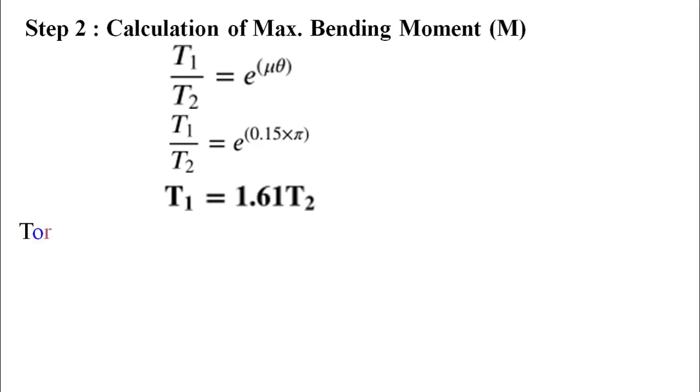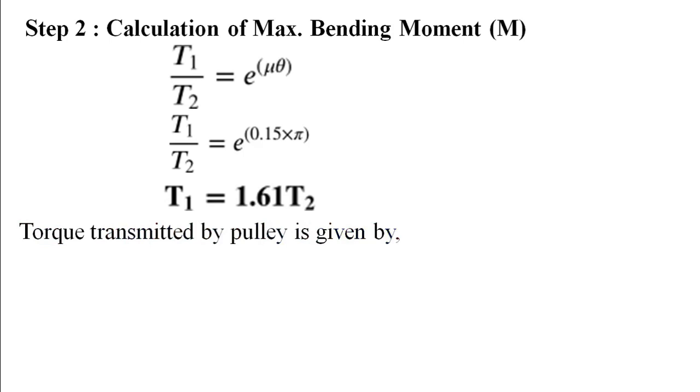We also know the torque transmitted by pulley is given by capital T is equal to T1 minus T2 into radius of pulley R suffix P.